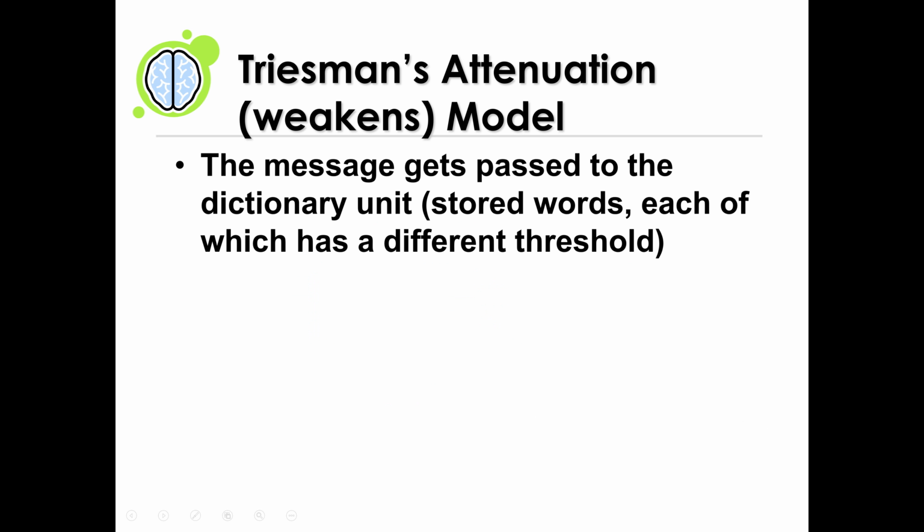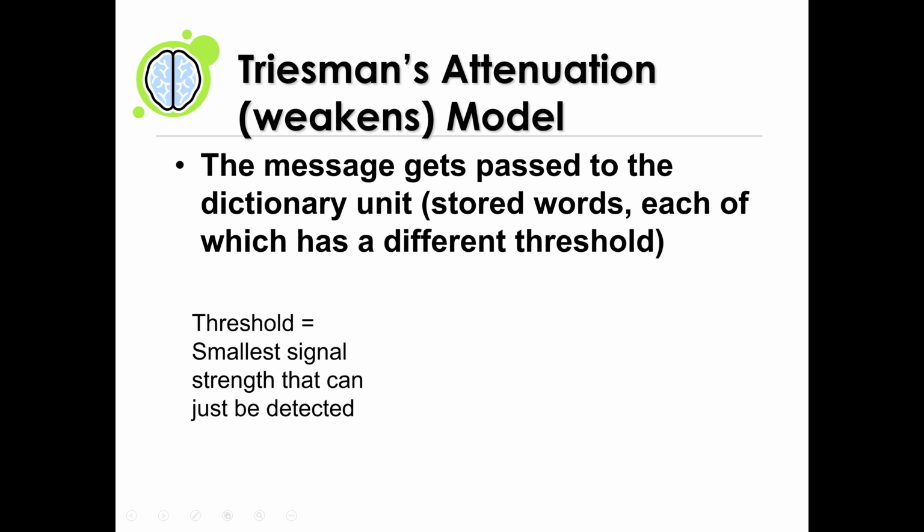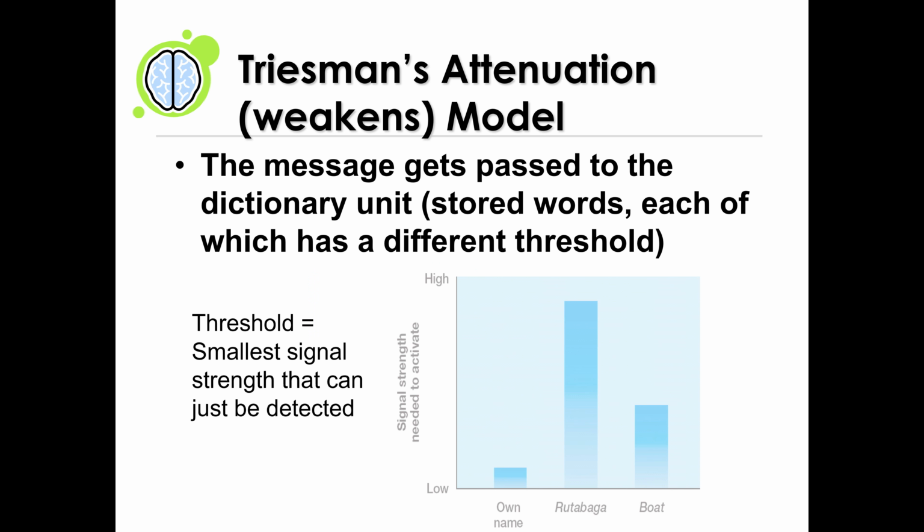So the message gets passed to the dictionary unit, just like I said. This threshold is a small signal strength that can just be detected. So let me give you an example here. So you have three different words. You have your own name, rutabaga, and boat.